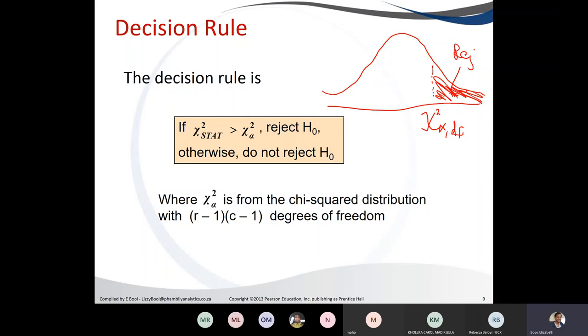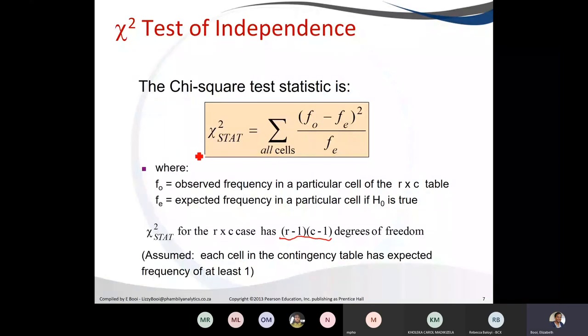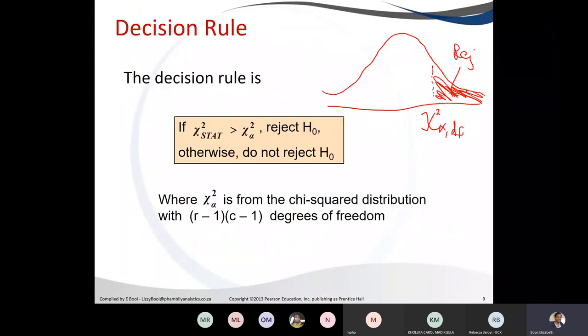Once we've calculated our test statistic, we go find our critical value, which we will find on the table. If the test statistic falls inside the rejection area, we reject the null hypothesis. If it falls in here, we do not reject the null hypothesis. Then how do we even find this critical value?